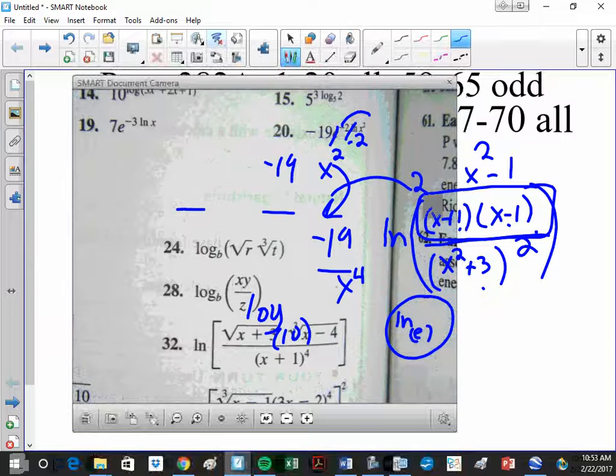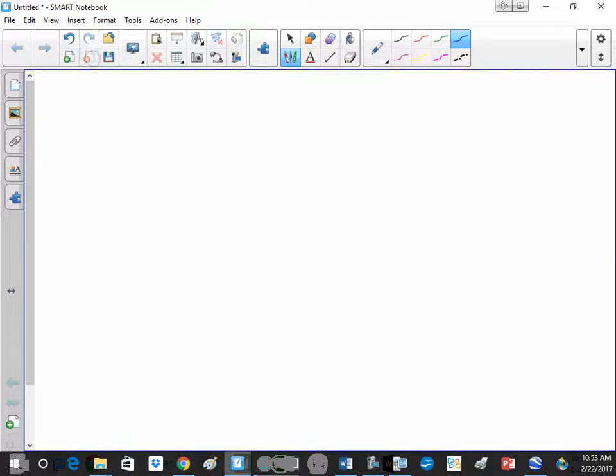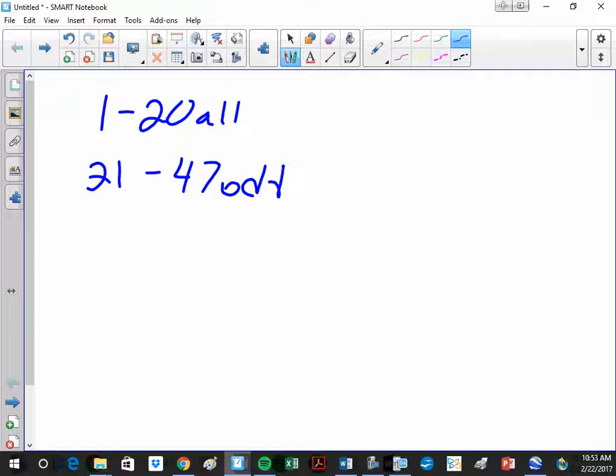So really, your assignment is 1 through 20 all, and then 21 to 47 odd. And for you guys it will be, but all future classes it will be as one single assignment.